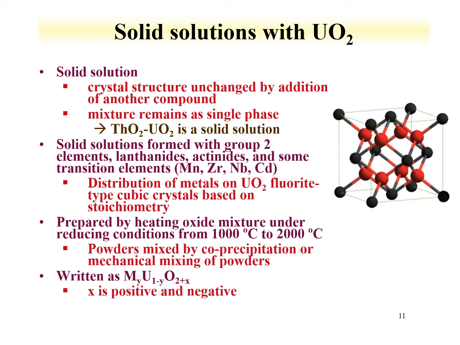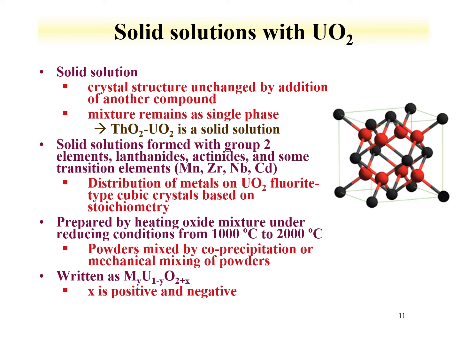What's an interesting property about that with uranium dioxide is that in nuclear fuel, compounds that form solid solutions can remain in the nuclear fuel and have the same crystal structure. So solid solutions are formed with UO2 with group 2 elements, lanthanides, actinides, and some transition elements. Now the degree that they form these solid solutions varies.